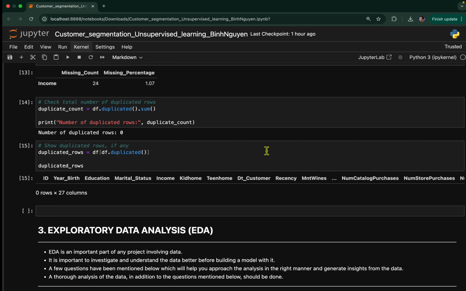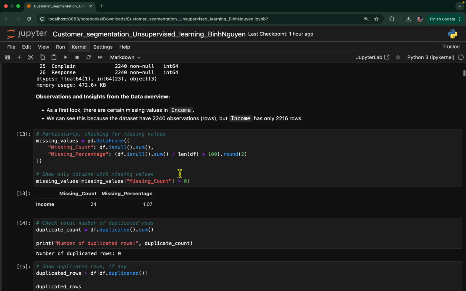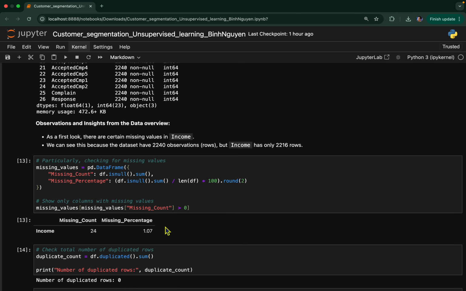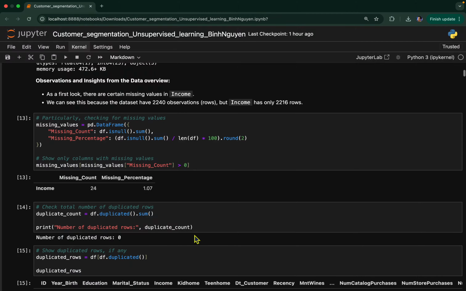You can see that during my initial inspection, the only variable with missing values was income, and I will handle it during the pre-processing stage.